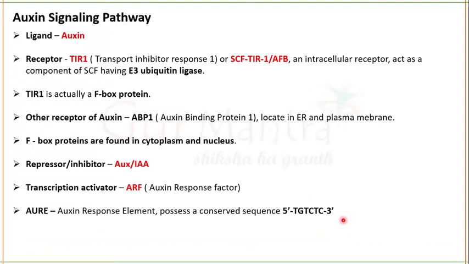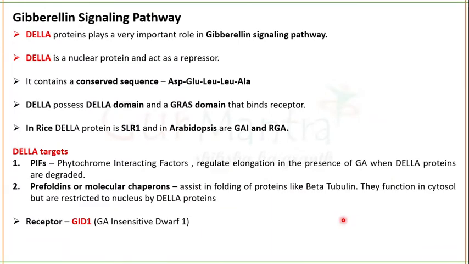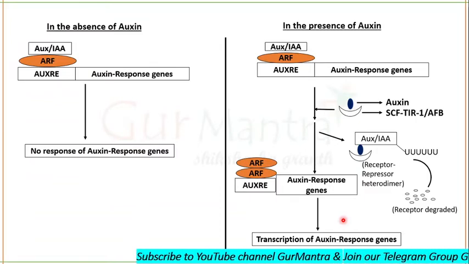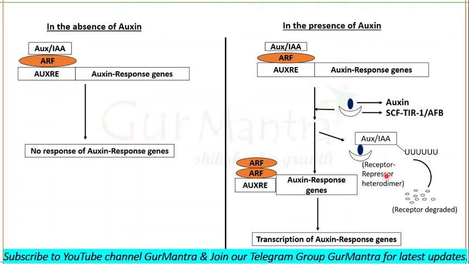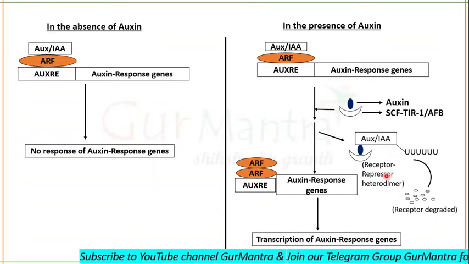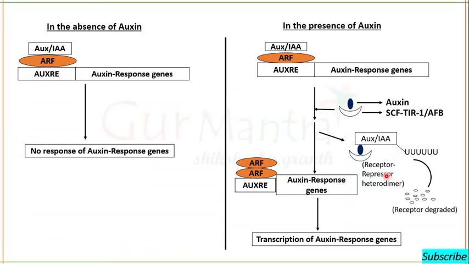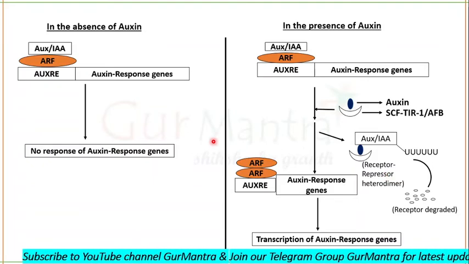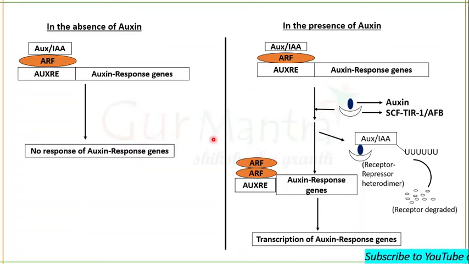Now you know everything, so we will move on to our, not gibberellin, I'm sorry, I apologize for this, our auxin signaling pathway. So what happens in the absence of auxin and what will happen in the presence of auxin? We will study this in each and every signaling pathway: what will happen in the absence of the particular phytohormone, and what is going to happen in its presence. So we will first see what happens in the absence of auxin, and then what is happening in the presence of auxin.